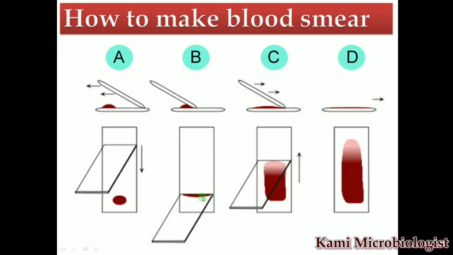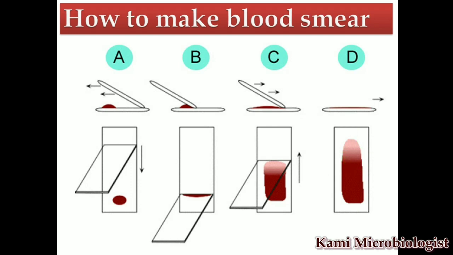Once it is spread, what will you do? You will immediately move the slide in the forward direction. Once you move it forward, you will get a structure like that, as you can see. This structure is actually called a blood film.